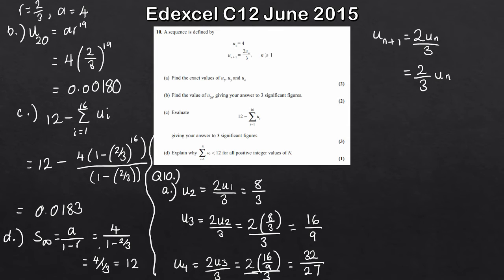Okay, so that's the idea here. That's why the sum from 1 to n, whatever n is, has to be strictly less than 12 in this case, because our sum to infinity is equal to 12. Okay, so that covers part D there.